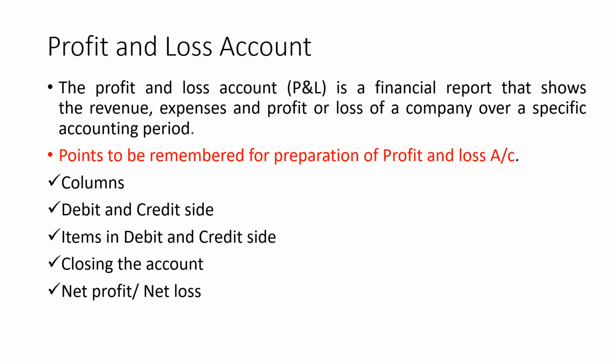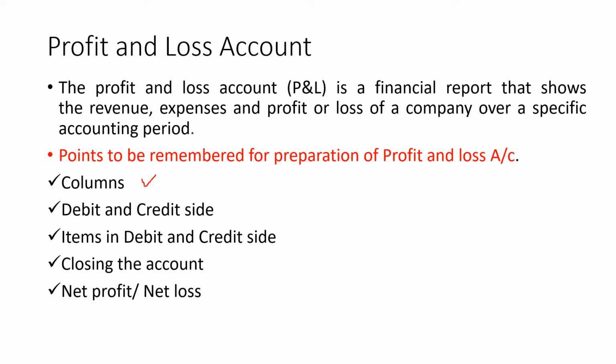We get net profit by comparing the debit balance with the credit balance. Now some of the points to be remembered for preparation of the profit and loss account, or P&L account. First is columns. How many columns? Same as the trading account, we have to prepare 4 columns. This is based on the nominal account rule, which tells us to debit all the expenses or losses and credit all incomes or gains. The same rule applies to the profit and loss account as the trading account.